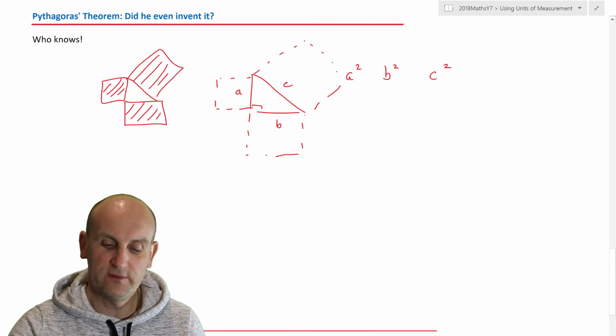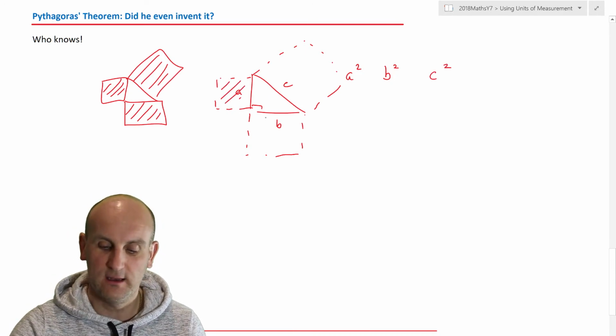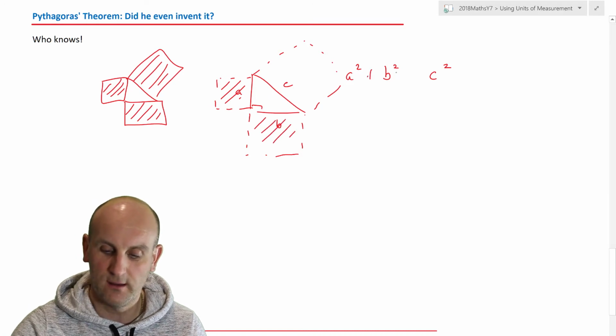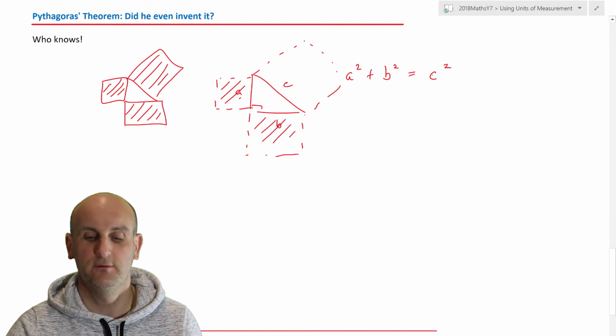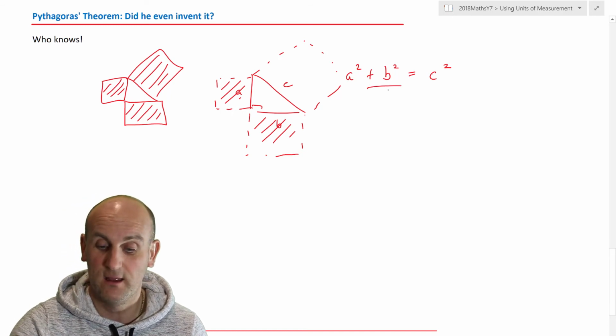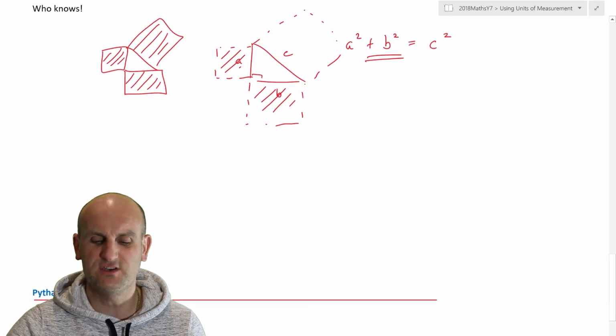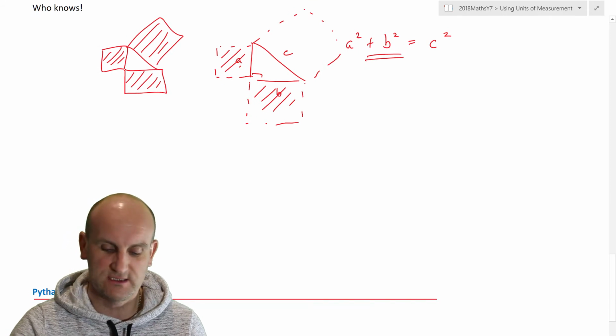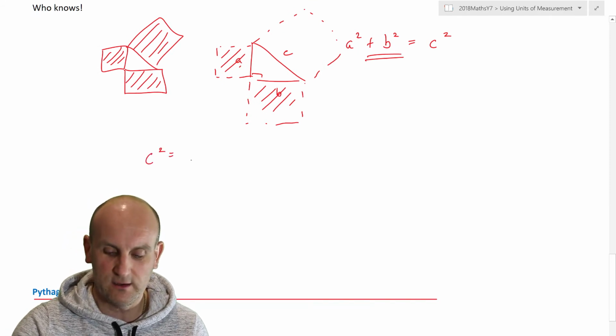And what we've said is the area of this square, A squared, added to the area of this square must be equal to the area of the larger square. And ladies and gentlemen, that's where Pythagoras' theorem came from. This here is called Pythagoras' theorem. Now, we don't generally write it as A squared plus B squared equals C squared. We write it as C squared equals A squared plus B squared.